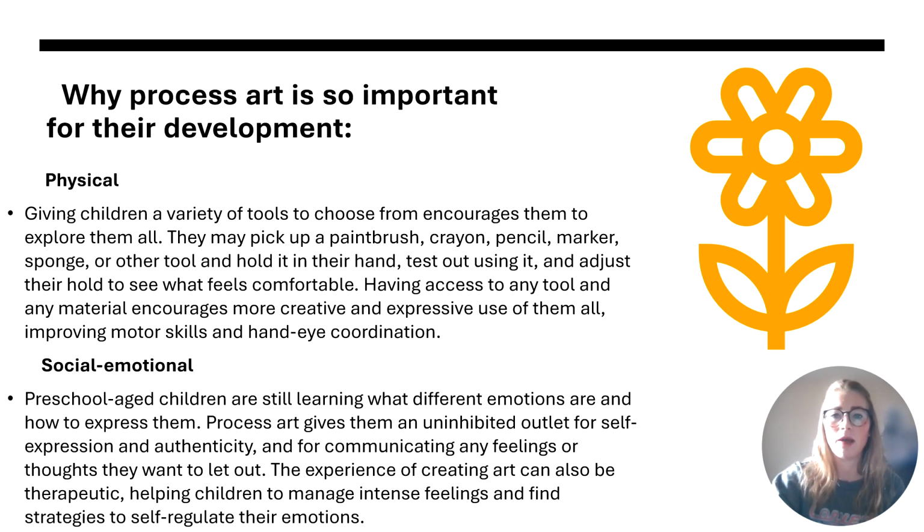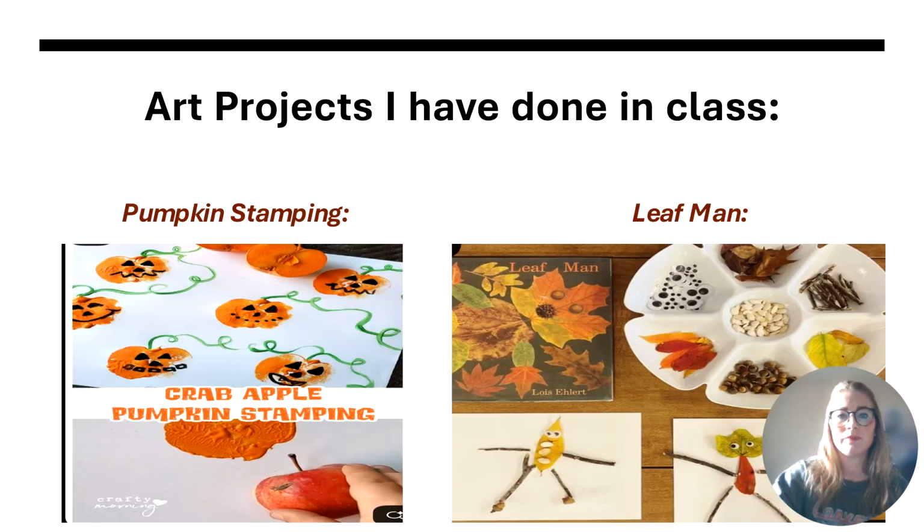Next, I would like to talk about some projects that I've done in my classroom and examples of process art. This is pumpkin stamping. We actually did use the inside of an apple. We gave them a white piece of paper and more than one color, so we gave them more oranges and reds to do their pumpkin. Once the paint was dry, we let them use googly eyes and a marker to make their own faces, to make it even more process.